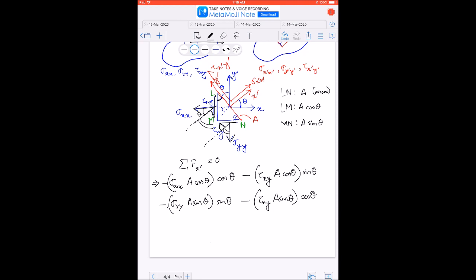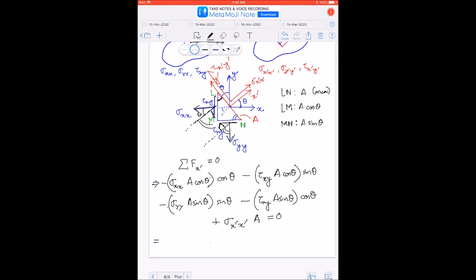And finally, we should not forget the edge LN, on which the force which is acting along the x dash direction is simply sigma x dash multiplied with A, and we don't have to take any component because this is entirely along the x dash direction, and this is very much with a positive sign. This is equal to 0.